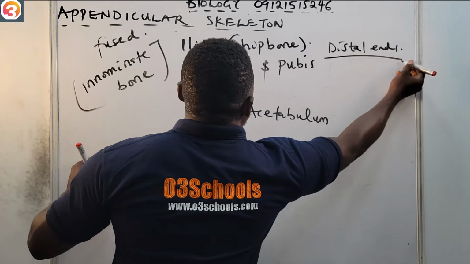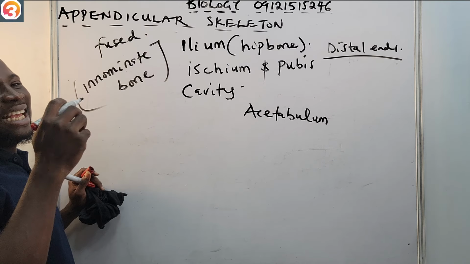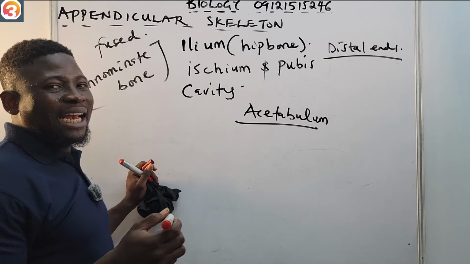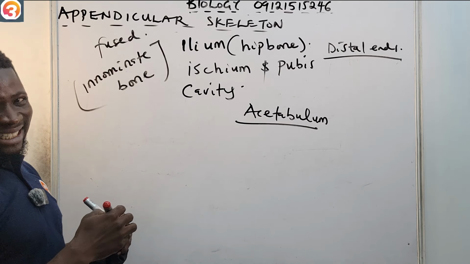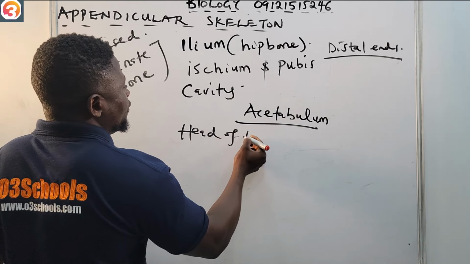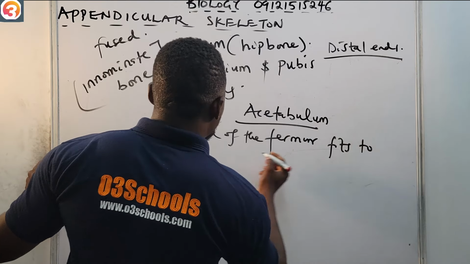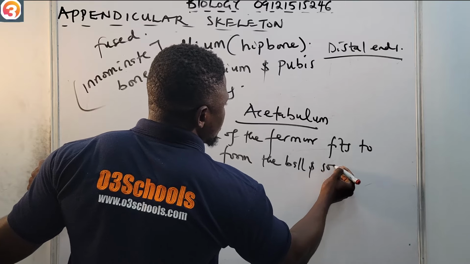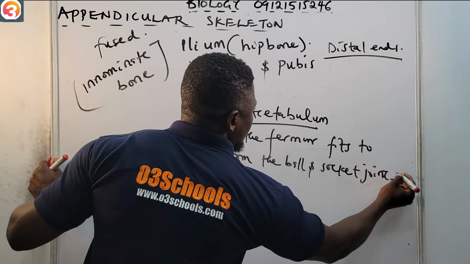The distal ends of the bones form what? A cavity known as what? As the acetabulum, A-C-E-T-A-B-U-L-U-M. Known as the acetabulum, into which the head of the femur fits to form the ball and socket joint. Take note of that.